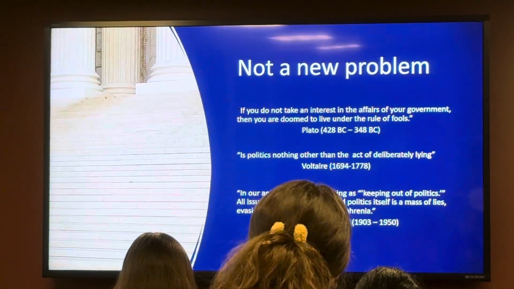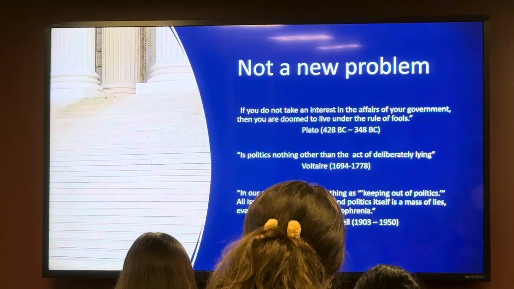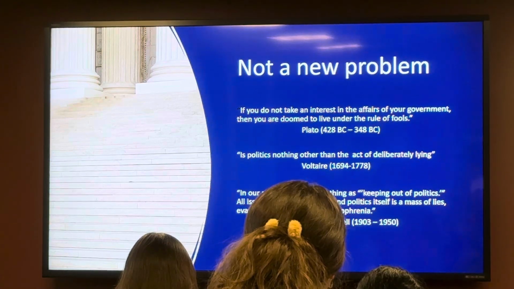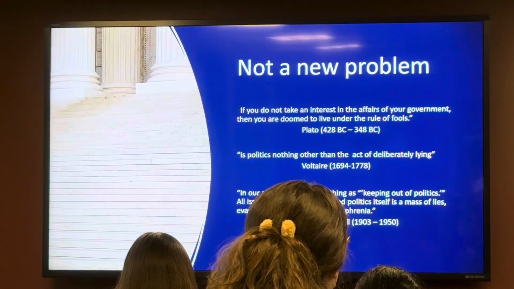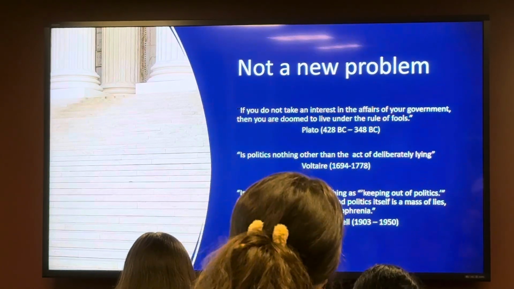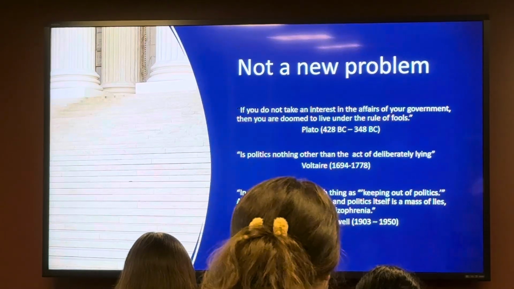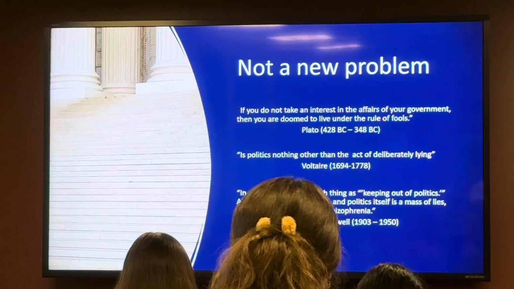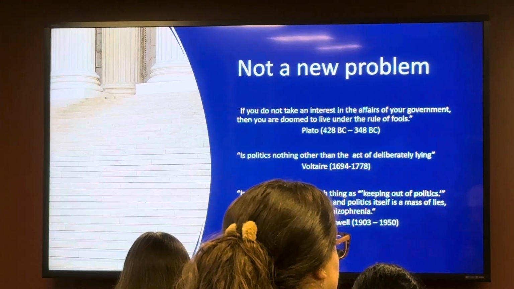This guy named Plato, y'all heard of him, right? He said this: if you're not taking interest in the affairs of your government, then you're doomed to live under the rule of fools. I think it's still true today. Sometimes our politicians seem pretty foolish. Is politics nothing other than the act of deliberately lying? From Voltaire, who was a French philosopher. Things haven't changed too much since then. What did Mark Twain say? How do you know when a politician is lying? When they open their mouths.